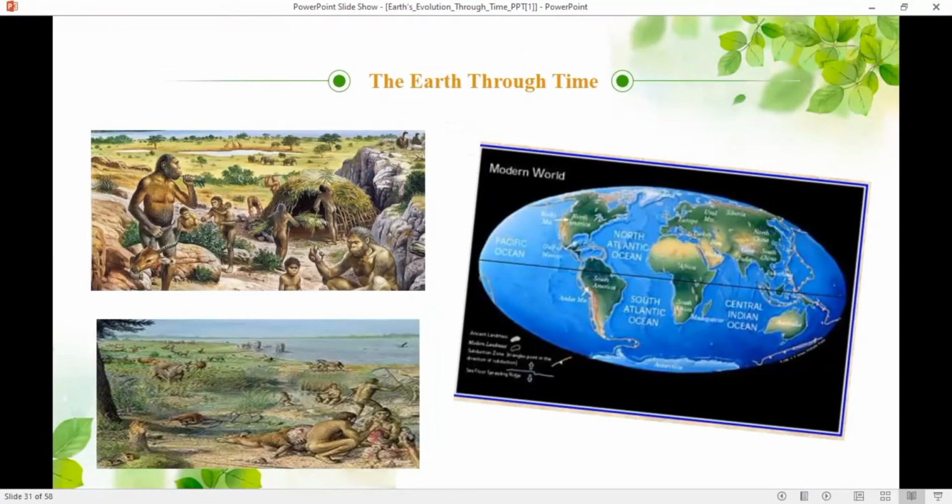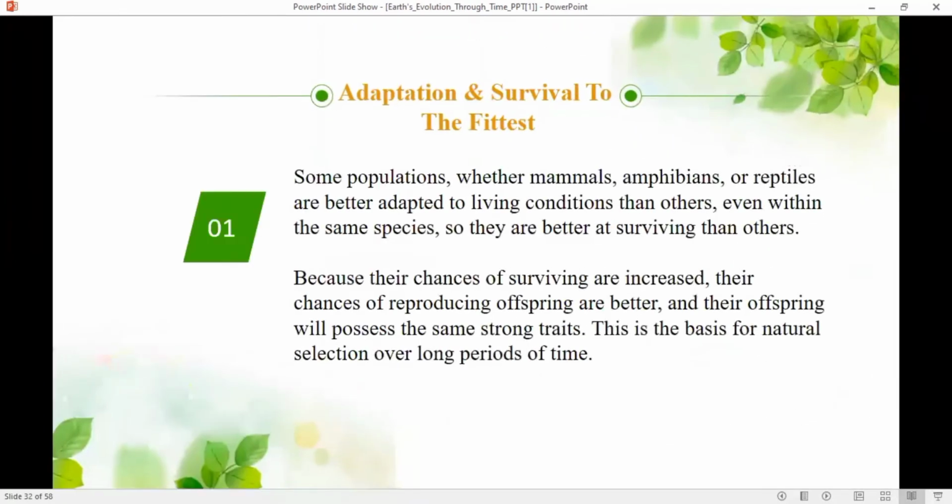This period had dramatic climate changes that affected food resources and brought the extinction of many species, but this period also saw the rise of a new predator. The new predator was man. This period was divided into two epochs, the Pleistocene epoch and the Holocene epoch. So that ends the Cenozoic era and the Quaternary period. Next is adaptation and survival of the fittest.